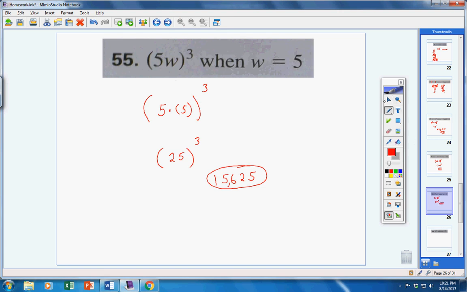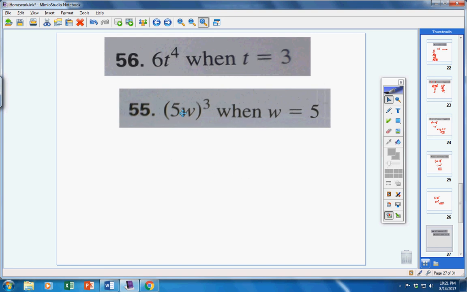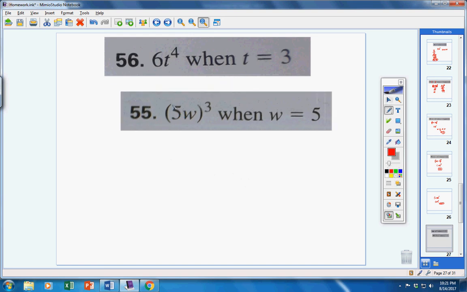Look at the difference here. Here, 5 W's inside the parentheses, so we know the 3 goes to everything inside here. You see that? That's not what I have here for 56. Notice here there's no parentheses. Do you see the difference? Here, 5 W's inside the parentheses, 3 on the outside. So I must work this out first on the inside, okay?